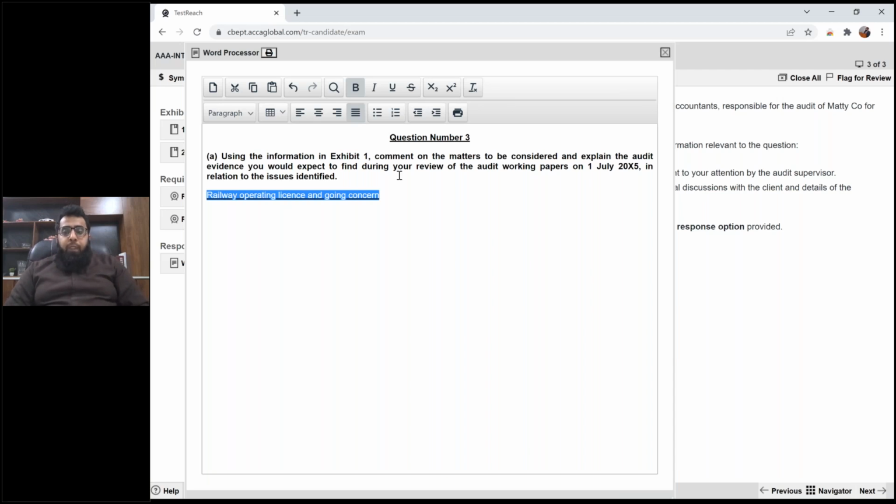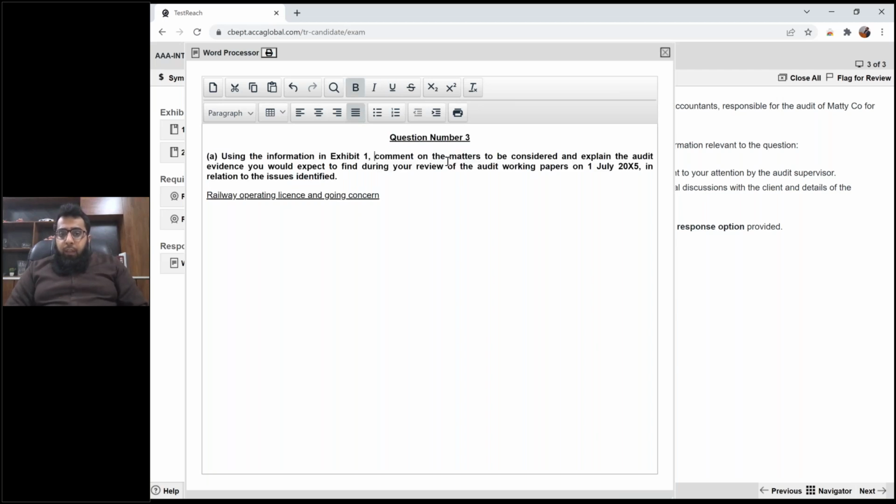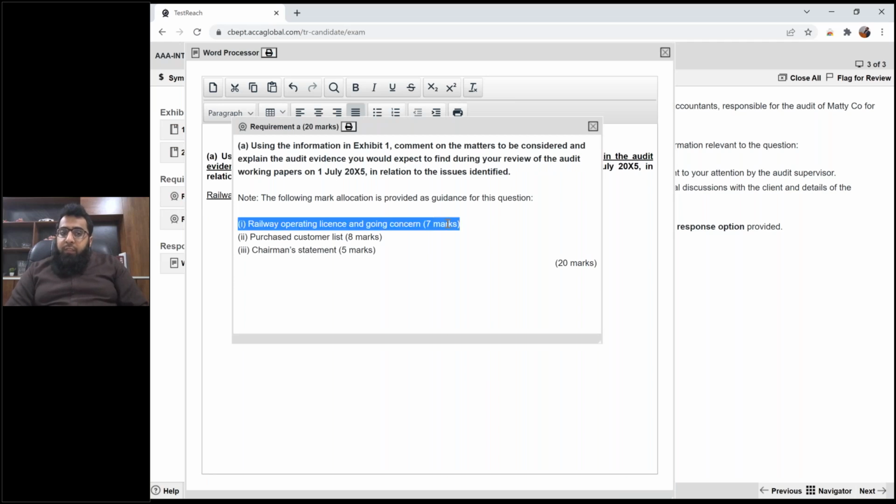Now we are attempting part A, in which we have to comment on matters to be considered. I'm underlining the key points. And the second one is to explain the audit evidences. So we are covering two things: matters to be considered and audit evidences. Now we are doing the first part, which is railway operating license and going concern. How many marks for this requirement? There are 7 marks.